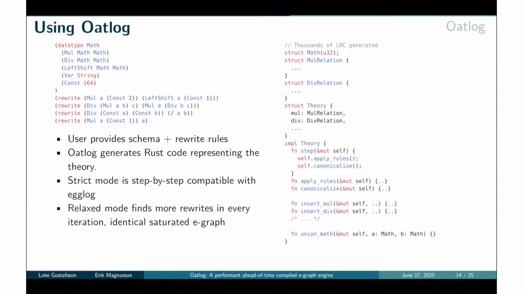Oatlog supports both compilation in a strict mode, which is step-by-step compatible with egglog, and a relaxed mode, which finds more rewrites in every iteration and therefore matches egglog only after saturation. Finally, we would like to underscore how generating Rust code aids understanding, prototyping, and debugging Oatlog. You and me are already used to working with source code in general-purpose programming languages, and although the compiler part of Oatlog is at times messy, the generated code is more concrete and simpler than interpreter source code.